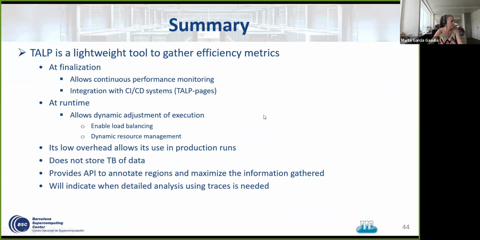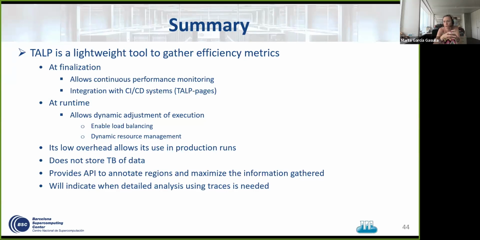So, as a summary, TALP is a lightweight tool that gathers efficiency metrics. It can gather them at finalization, and this allows to do the continuous performance monitoring to see how your executions are performing. And it also allows to gather the efficiency metrics at runtime. That allows us to take some decisions at runtime, even abort a simulation because its efficiency is very, very low, for example. The nice thing is that its low overhead allows to use it in production runs.